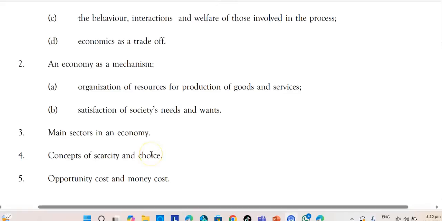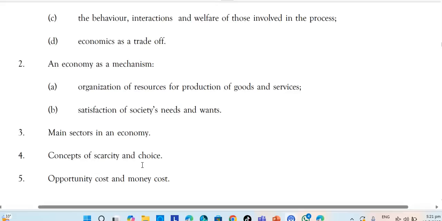Now, what is choice? And I know you already wrote the definition in your notebook. Choice is the decision made about how to use limited resources. When we choose one thing, we often have to give up something else. And what do you call that? Trade-off. See, we looked at economics as a trade-off. So choice is a decision made about how to use limited resources. When we choose one thing, we often have to give up something else.